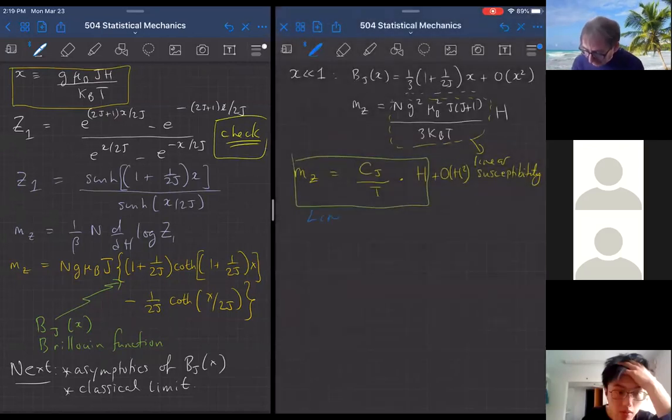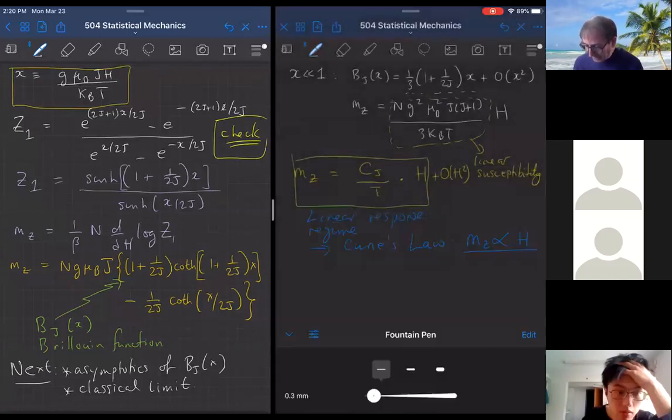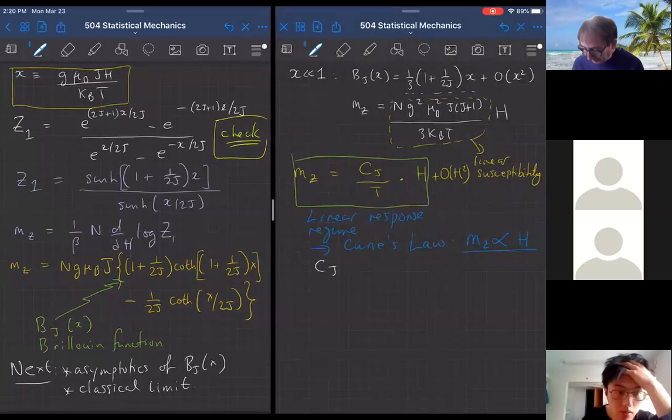So this is the linear response regime, and the Curie constant. So what we see then is that we do indeed get Curie's law, which is that the magnetization is proportional to H. So that's Curie's law, and what we end up with is a prediction that the Curie constant is equal to mg squared, or magneton squared, times the angular momentum over 3 times kB.